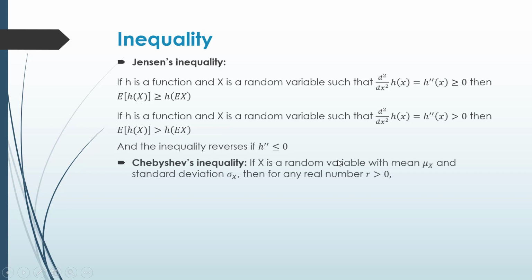And we also have Chebyshev inequality. If x is a random variable with mean mu x and standard deviation sigma x, then for any real number r that is positive, we have the probability that the absolute value of x minus mu of x is strictly greater than r times sigma of x is less than or equal to 1 over r squared. So these two inequalities are very, very important in the exam. So make sure you go over these two.